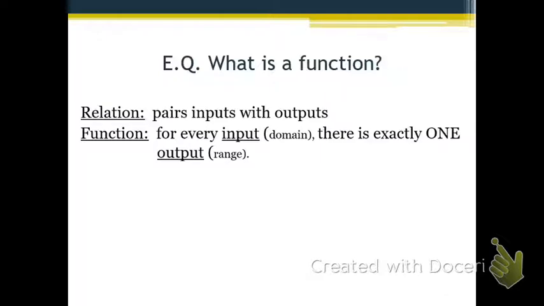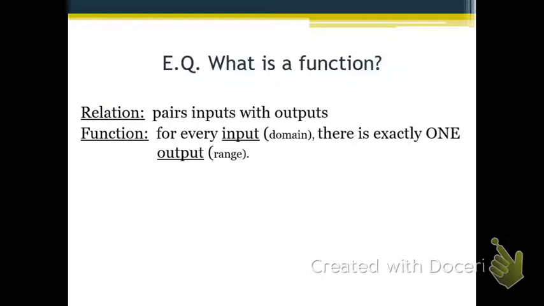Now I like to be practical if I can. So let's talk about a relationship. How many people are typically in a relationship? 2. Okay, so wouldn't the word relation make sense? It pairs inputs with outputs. So relations pair two things together, an input and an output. Now, a function says that for every one of those inputs, there is exactly one output.